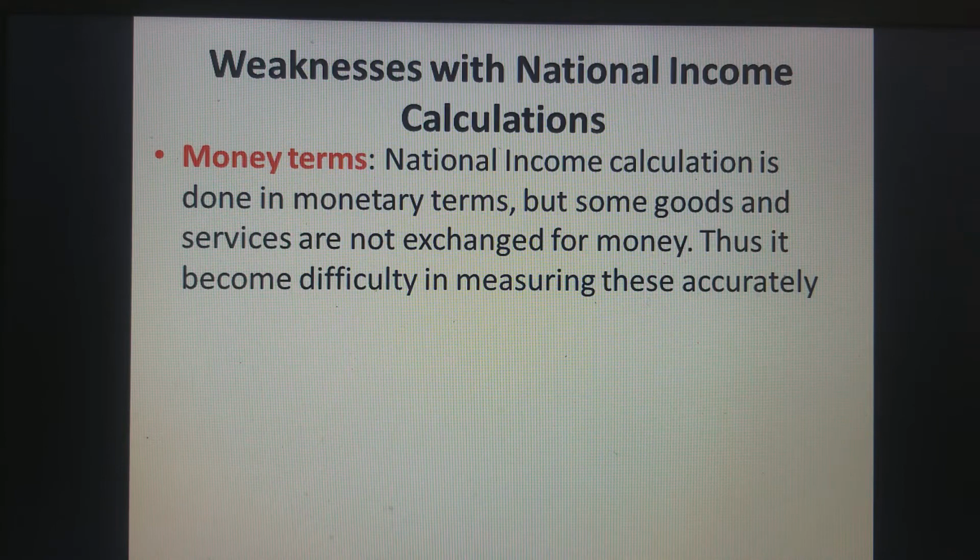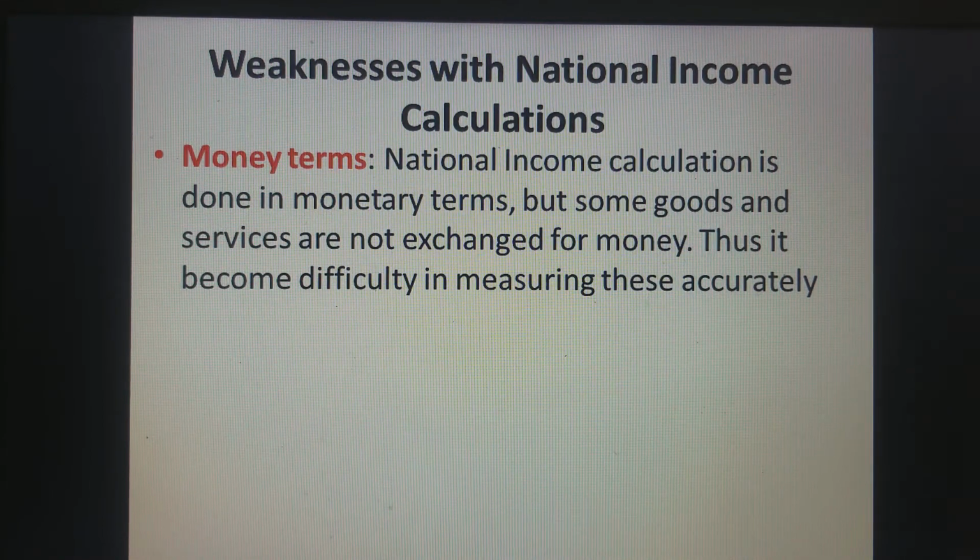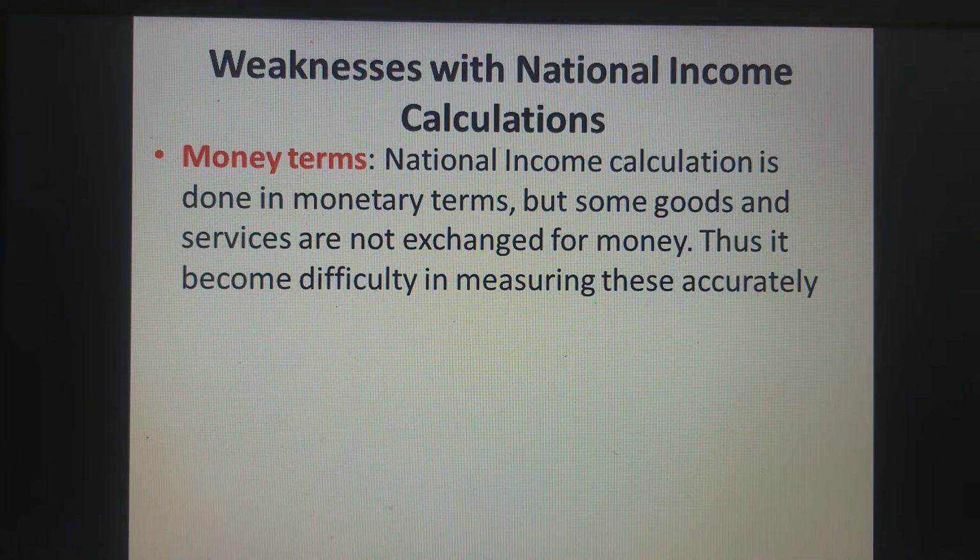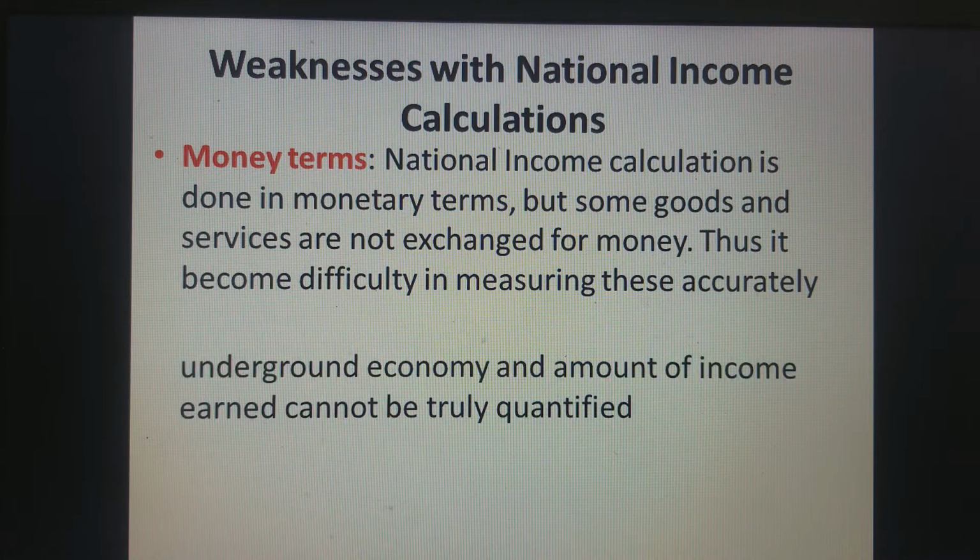What are some weaknesses of national income calculation? One, there's in relation to monetary terms. National income calculation is done in monetary terms, but some goods and services are not exchanged for money. Thus, it becomes difficult in measuring these accurately. So we are saying, if there's a barter situation taking place, that somebody is exchanging goods for goods, then it is not going to be reflected in the national income calculation.